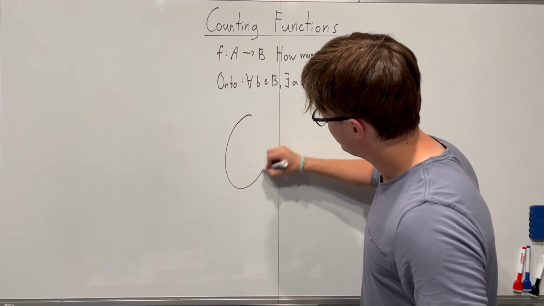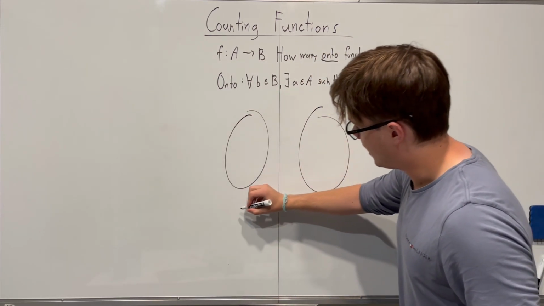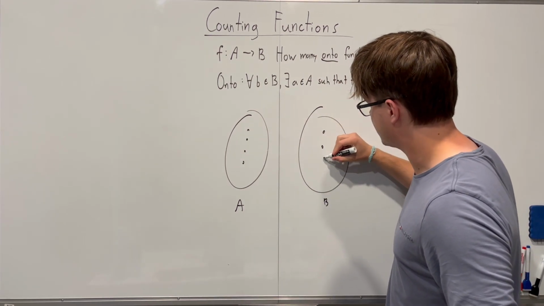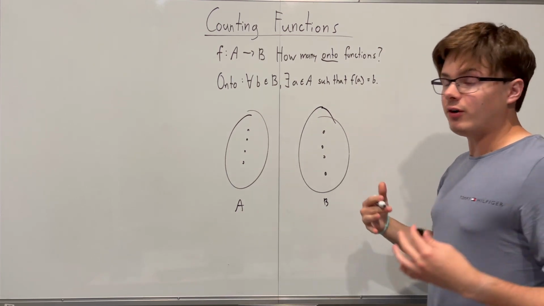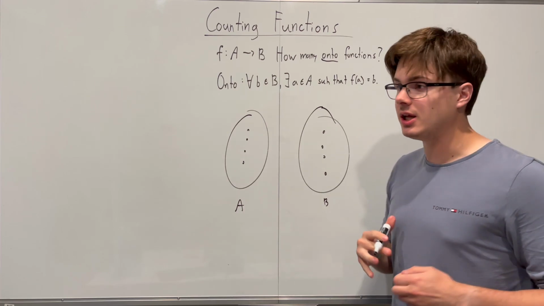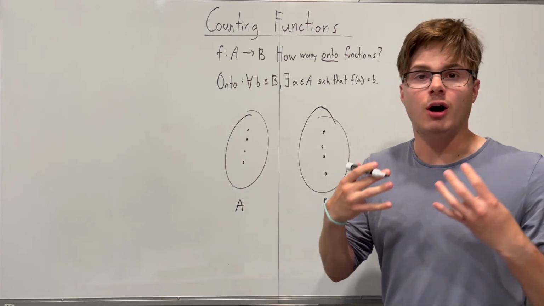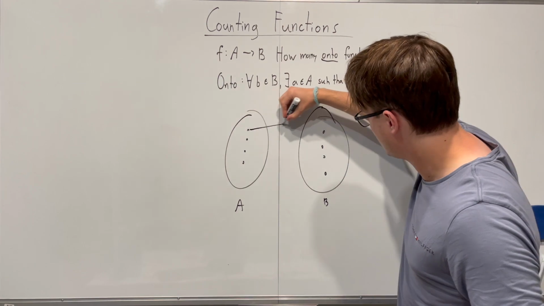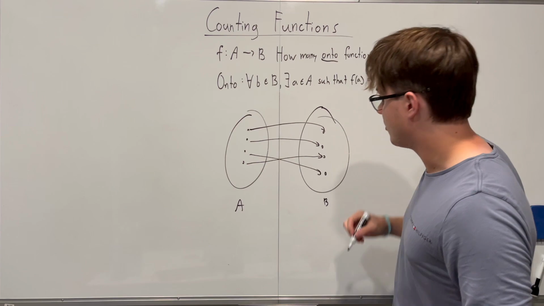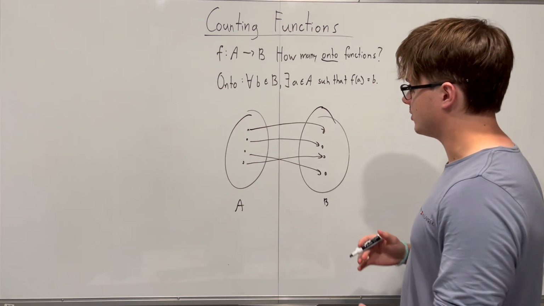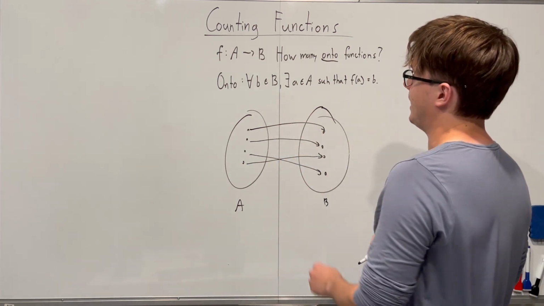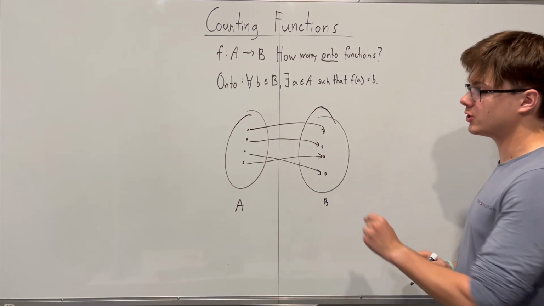If you have your set A and you have your set B, and we have some elements in our A and some elements in our B, for a function to be onto, it must be that everything in B can be achieved from an arrow pointing from A, or a function. So for example, if we had a function like so, this function would in fact be onto because for every element in our B, there exists an element in A that you can plug into your function to get the B.